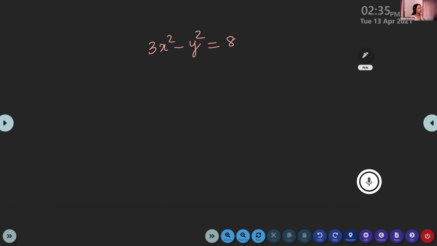Find the equation of normals to the curve 3x square minus y square is equal to 8, which are parallel to the line x plus 3y is equal to 4.